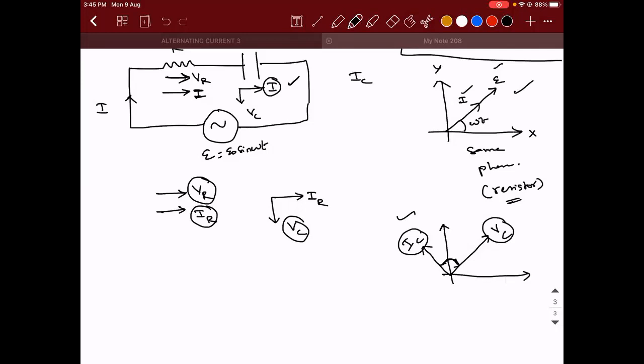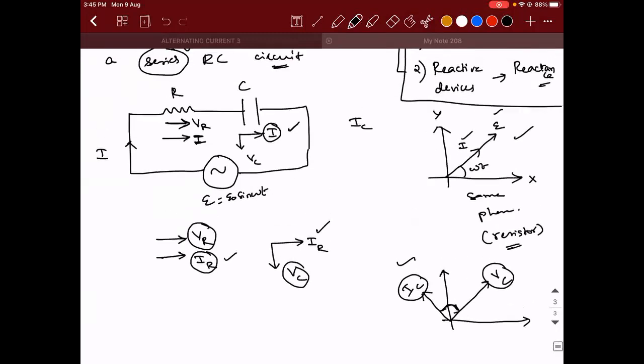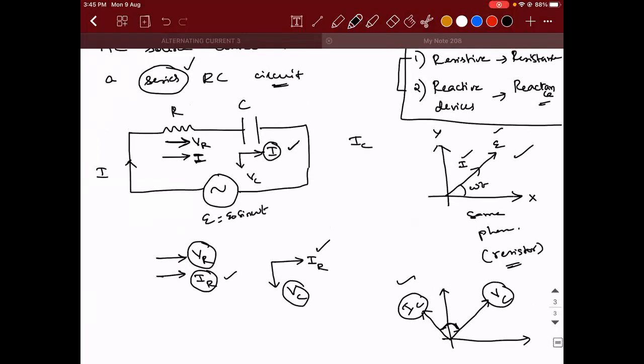So here, what am I taking as the reference? Am I taking the voltage as reference or current as reference? I took the current as the reference. With respect to current, I understood how the voltage is. But the question is, why did I take the current as reference? Because it is a series RC. So in series, current will be the same.